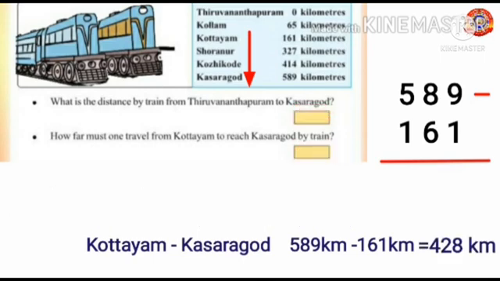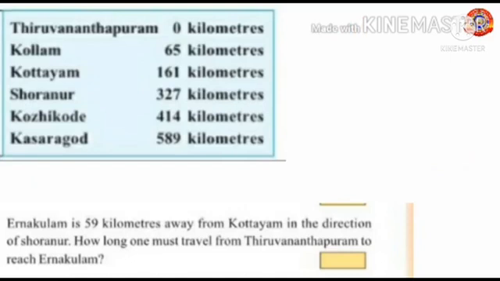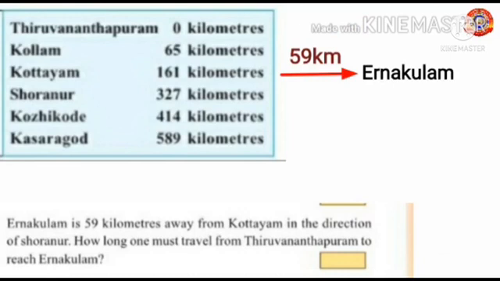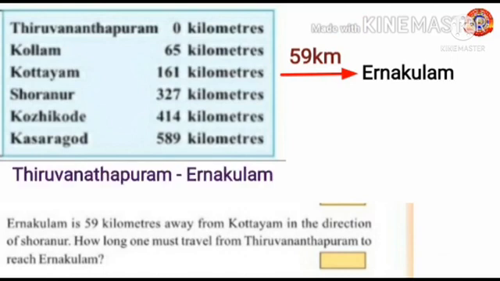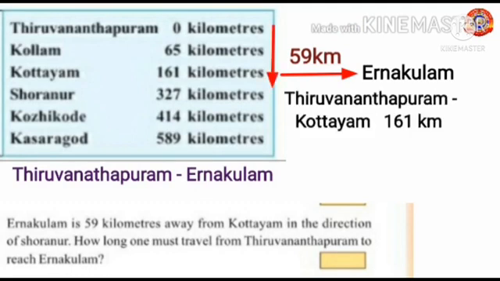How far must one travel from Kottayam to reach Kasaragod by train? 428 km. Next question. Ernakulam is 59 kilometers away from Kottayam in the direction of Shornur. How long one must travel from Thiruvananthapuram to reach Ernakulam? See, the distance from Thiruvananthapuram to Kottayam is 161 km. Ernakulam is 59 km away from Kottayam. So, to find out the distance from Thiruvananthapuram to Ernakulam, add 59 km with 161 km.